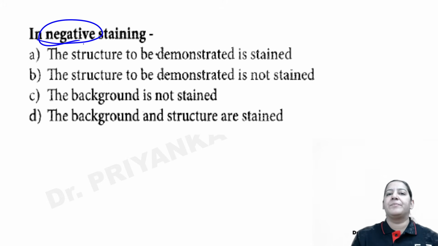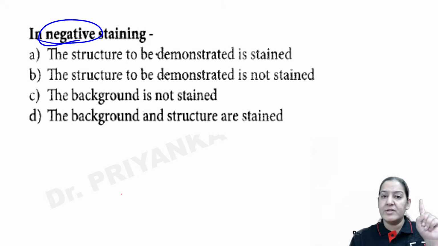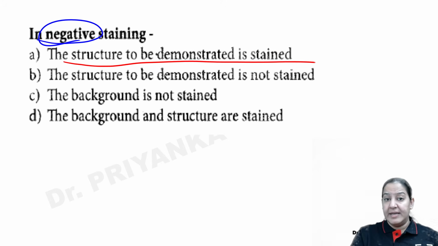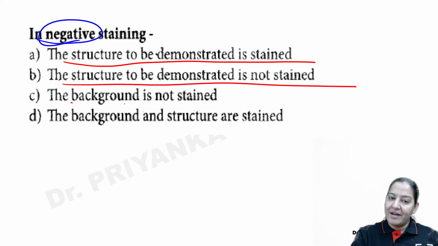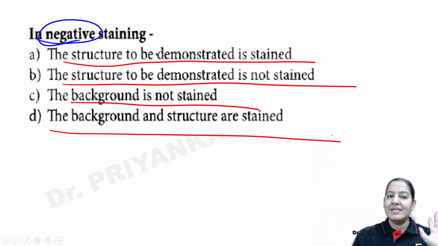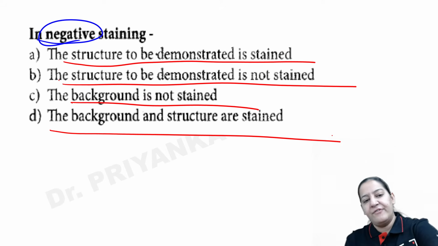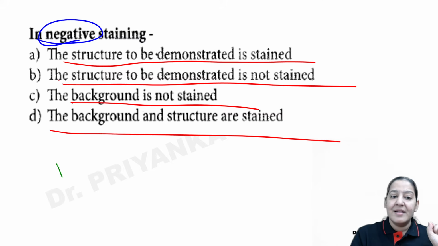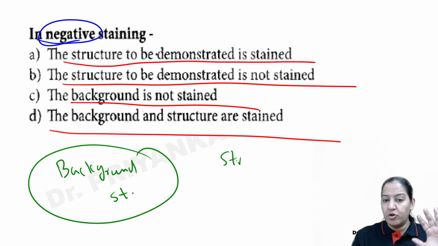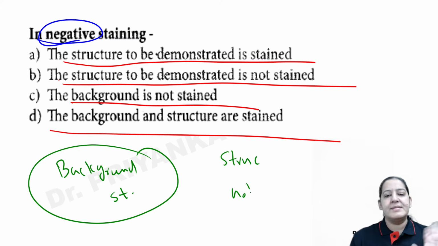Can you define negative stain? What is the definition of negative stain? Now it is a tricky question. The first option is the structure to be demonstrated is stained. Or the structure to be demonstrated is not stained. Or the background is not stained. Or the background and the structure both are stained. In the negative stain, the background is stained, and the structure to be demonstrated, like bacteria, is not stained.